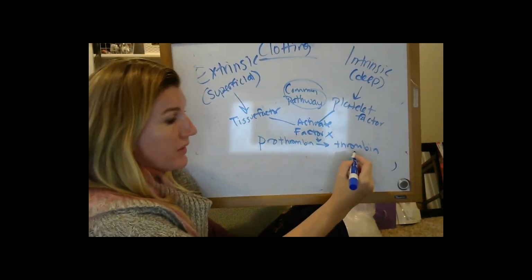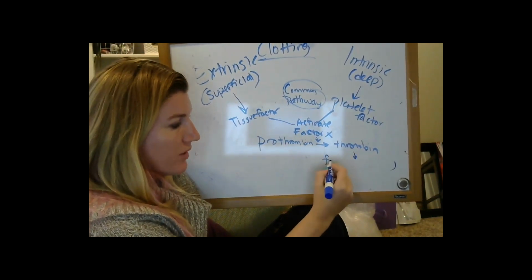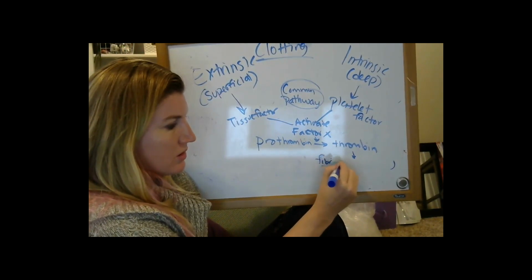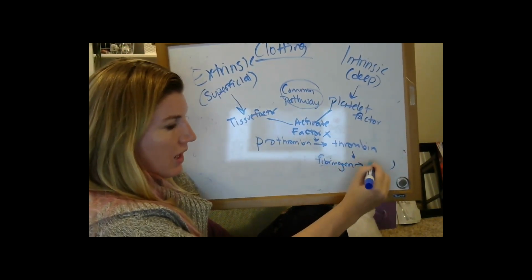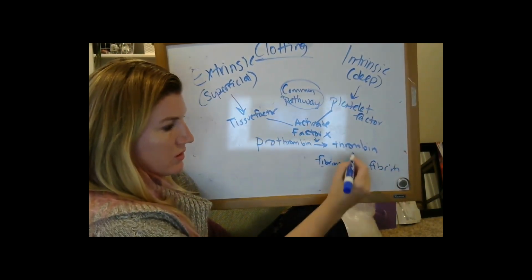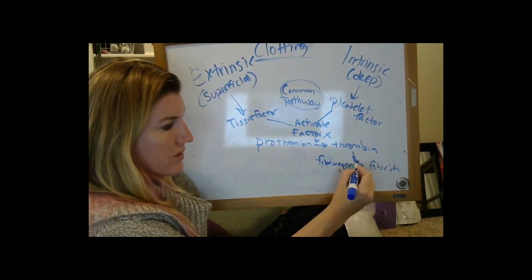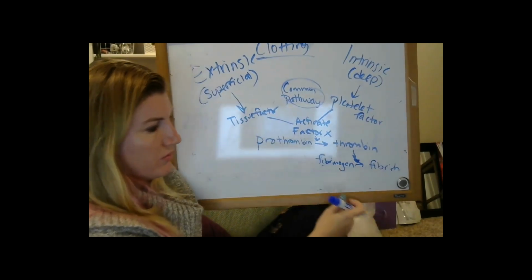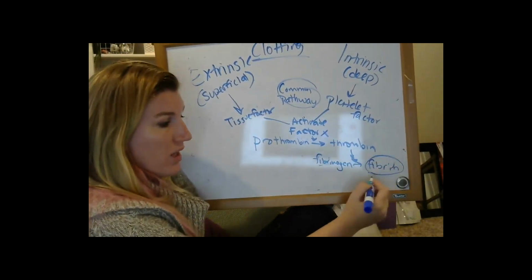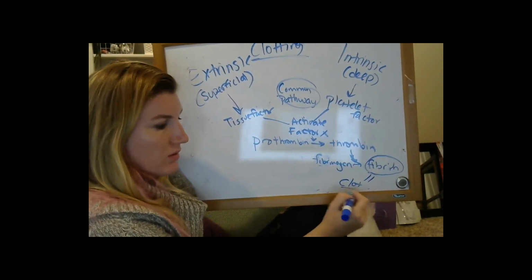And then our thrombin is converting fibrinogen to fibrin. So that's what thrombin does. Thrombin converts fibrinogen to fibrin. Fibrin is our clot, right?